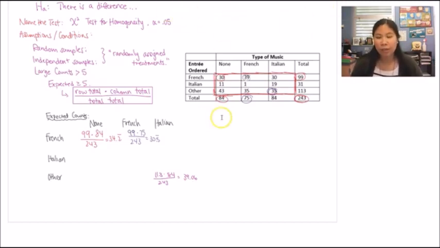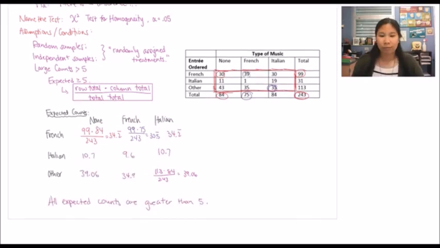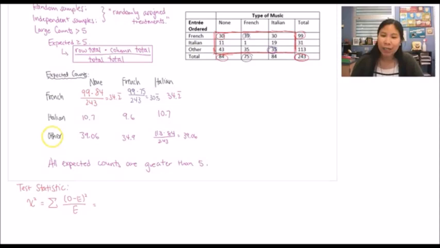Okay, so obviously I can go through and do the rest of these expected counts. So I've done out the rest of my expected counts. The key thing that we're looking for is that all expected counts are greater than 5. That's how we meet our large counts condition here. Once we have all our conditions checked, then we can move on to our test statistic.